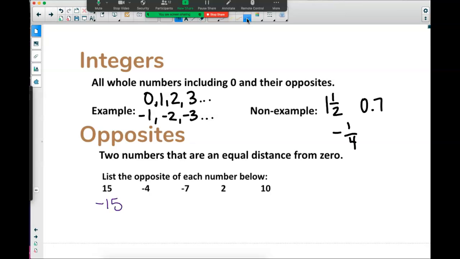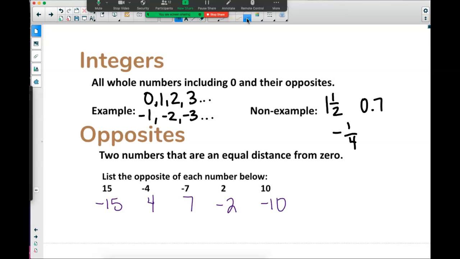What's the opposite of -4? 4. Do we put a plus sign in front of a 4 to show it's positive? No, you just leave it as 4. Okay. The opposite of -7? 7. The opposite of 2? The opposite of 10? -10. The opposite of 0? 0.